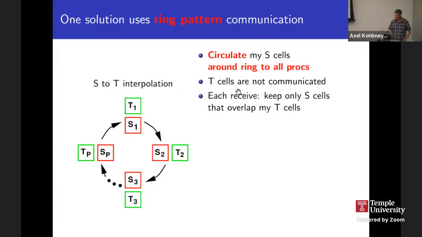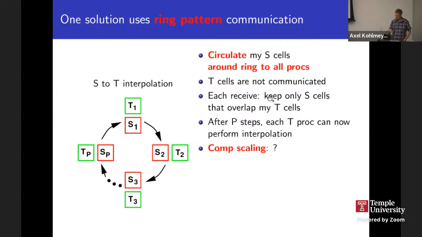The T cells are not communicated in this context. With each receive, I just keep some S cells that overlap my T cells. After P steps, I have everything, and I can do the interpolation. So my question is, what's the computational scale of this algorithm? Let's say I have N grid cells in each grid, and I have P processors.